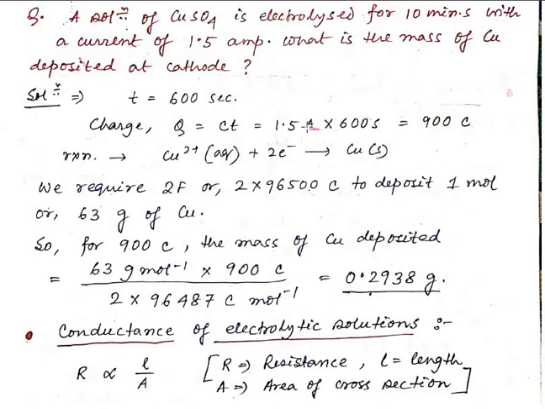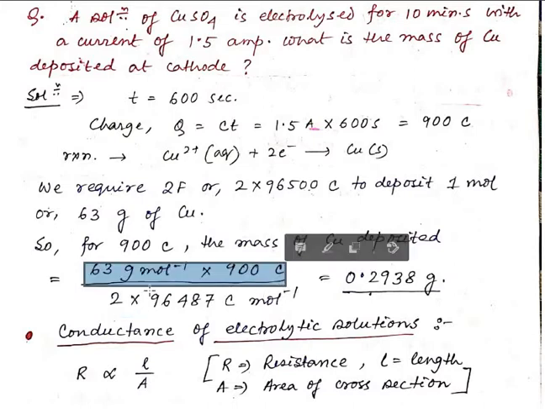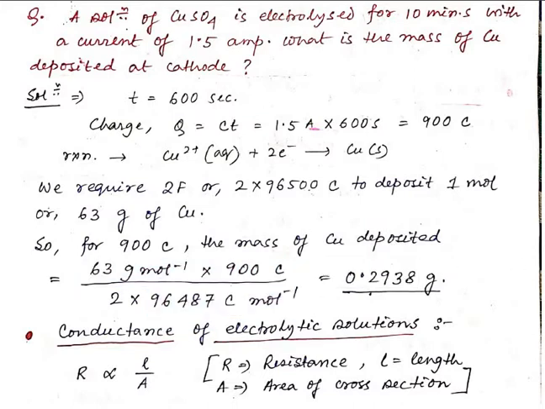Then ETC means T into C. I have already calculated that Q is equal to CT, that is 900 coulomb. So you have to multiply 63 by 2 into 900 coulomb and divide by Faraday, that is 96500 coulomb per mole. So W is equal to ETC by F, and it will be 0.2928 grams. That much amount of copper will be deposited if I do the electrolysis of a solution of copper sulfate for 10 minutes with a current of 1.5 ampere.